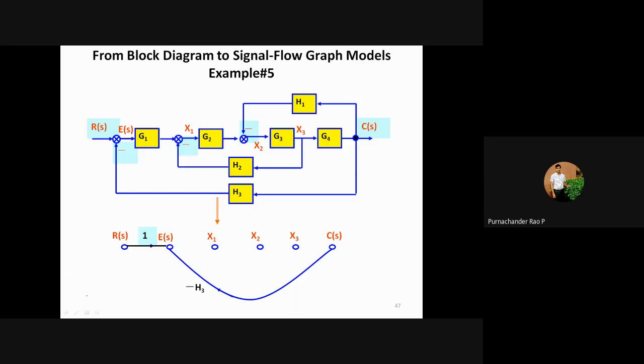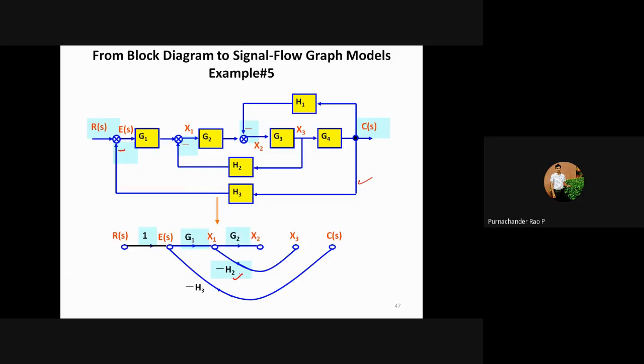Next, there is a closed path from C of S. Here, from the closed path H3, this value is negative, and therefore you can take this as minus H3. And then E of S to X1 of S, you're having a gain of value G1. For this value of X1, there is again a closed path from X3. From X3, there is a value of minus H2, so this should be taken as minus H2.